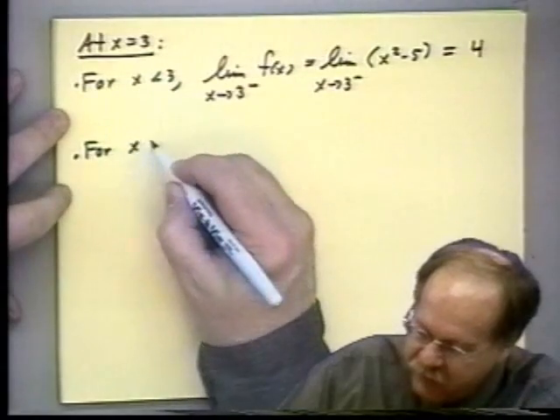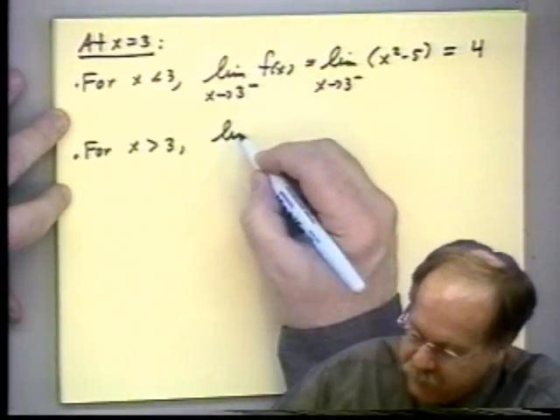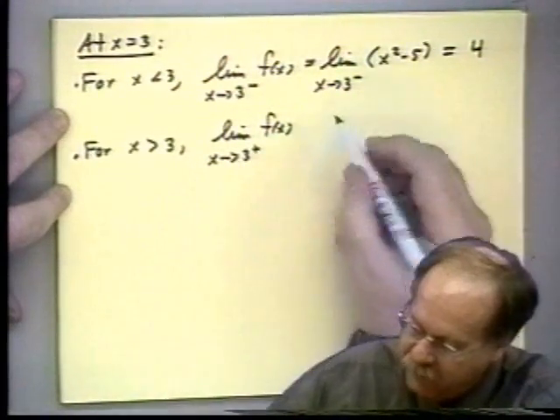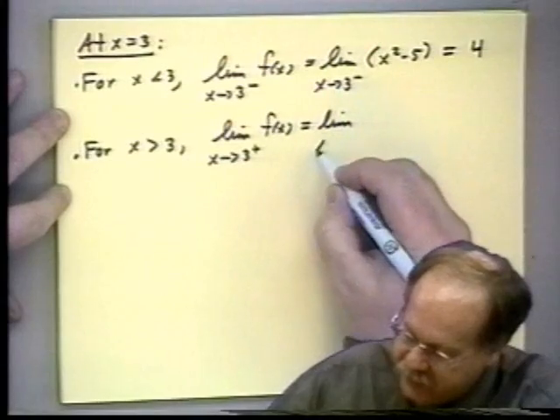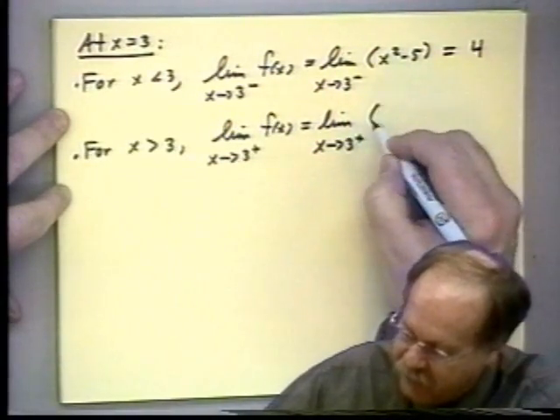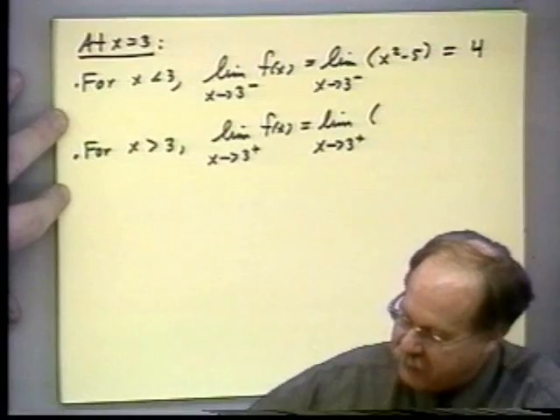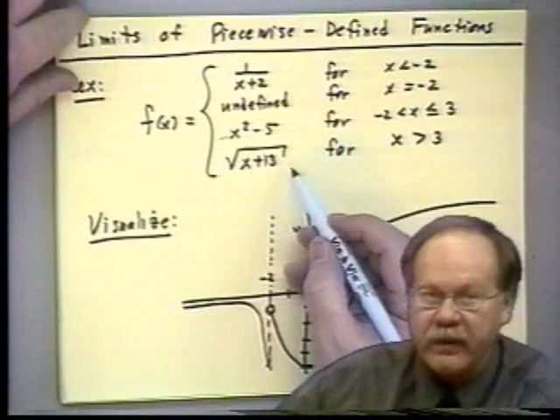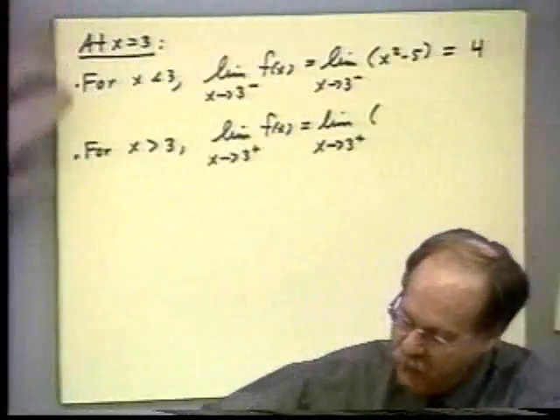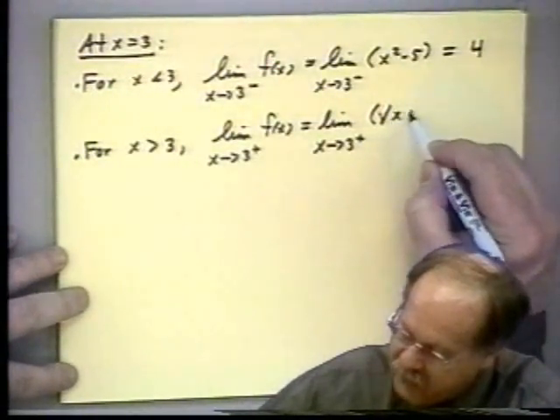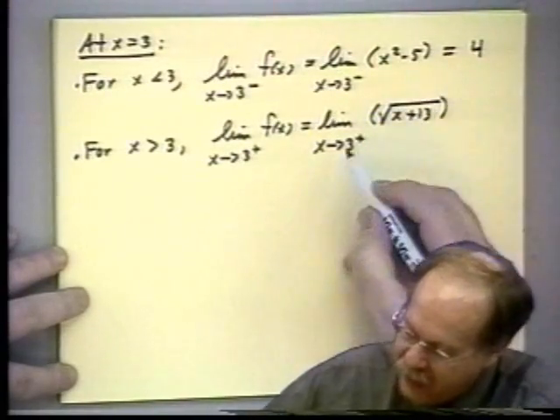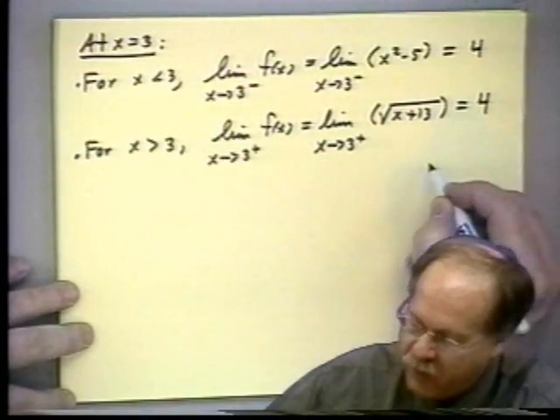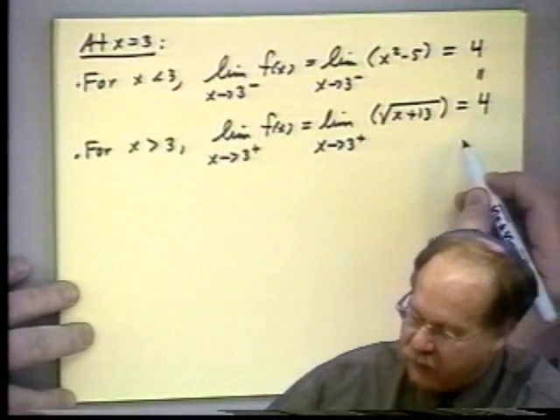Then, in the other direction, for x greater than 3, we take the limit of this function as x approaches 3 from above. That is, in this particular case, the limit as x approaches 3 from above of, well, let's go back. Let's see what that function said. Here it is. For x greater than 3, the function is the square root of x plus 13. So, that is the square root of x plus 13 in here. And as x goes to 3, this becomes 16 in here, and the square root of 16, as you know, is 4. These two are equal.